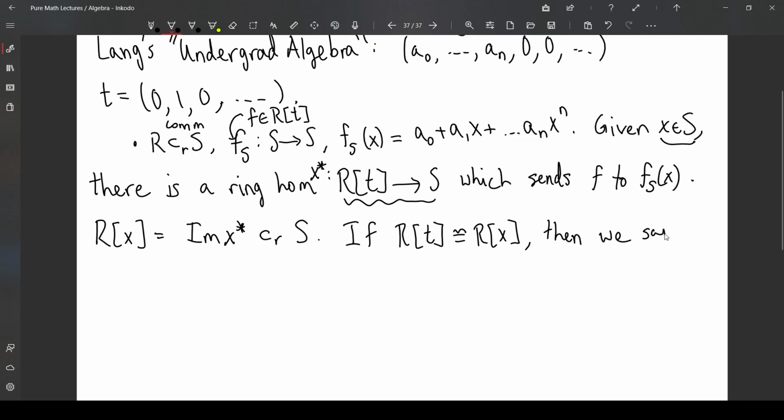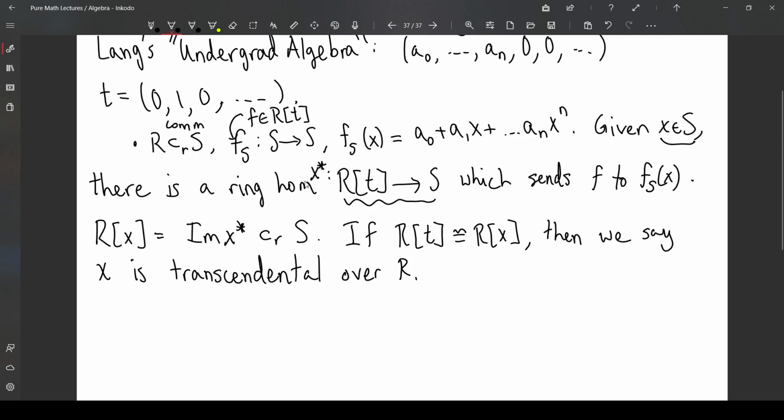then we say x is transcendental over R. So in other words, if x star, this evaluation map, has an image that is isomorphic to our original polynomial ring, then you can think of x as acting as a variable over R. So the transcendental elements are variables over R.